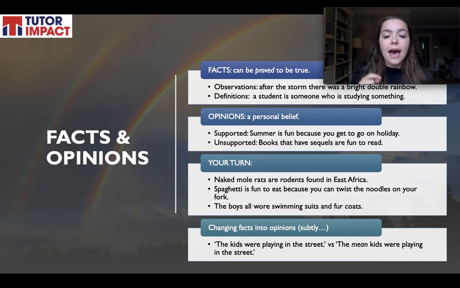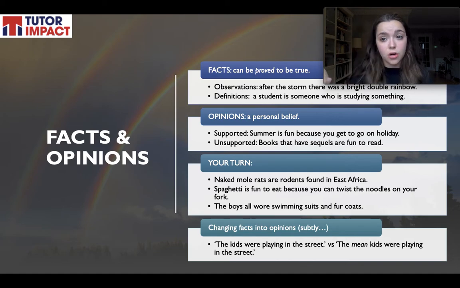Okay? And the last thing to be aware of with facts and opinions, another way that they can be manipulated, is something that's an opinion and that we should be able to identify as an opinion, obviously doesn't hold as much weight as a fact. But advertising companies sometimes can take a fact and they can subtly change it into an opinion, and we might not always realise. For example, the kids were playing in the street.